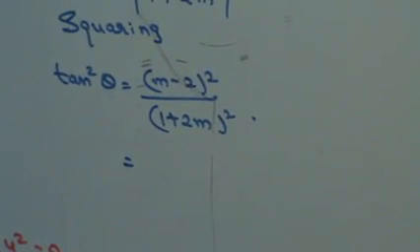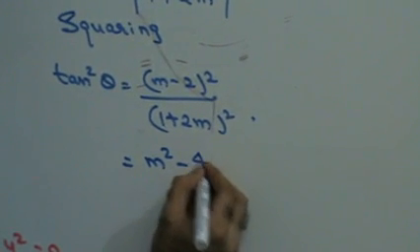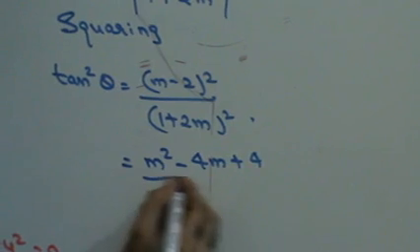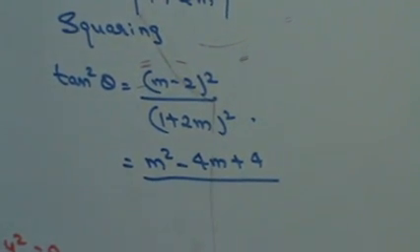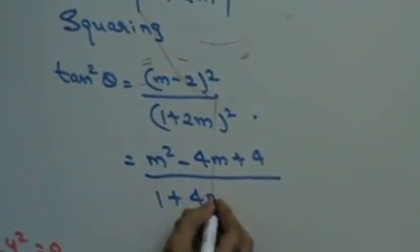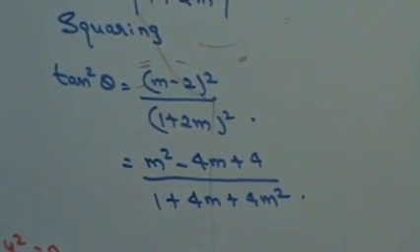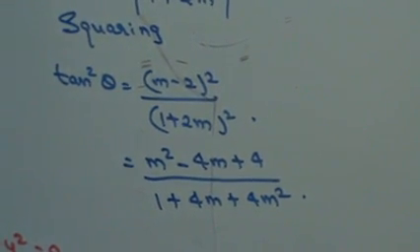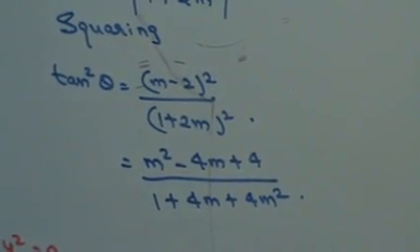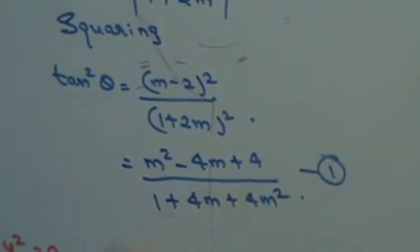The numerator can be expanded by using the formula a minus b the whole square, a square minus 2ab plus b square. Similarly, the denominator can be expanded by using the formula a plus b the whole square. So this is going to be 1 plus 4m plus 4m square, right? Let's call this equation 1 and let's leave this here.